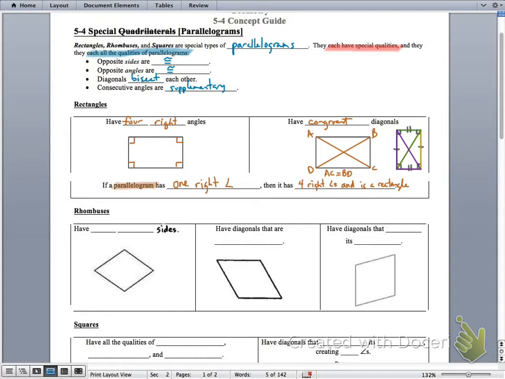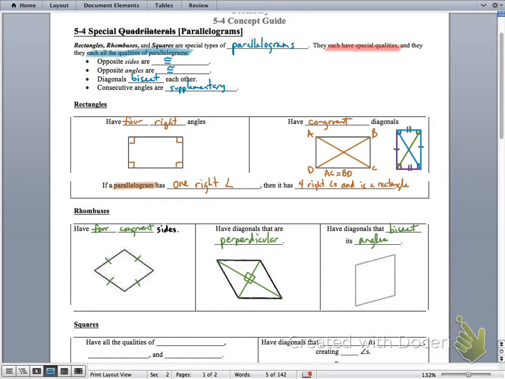All right, on to rhombuses. Rhombuses are parallelograms that have 4 congruent sides. That is what makes a rhombus a rhombus. It's a parallelogram with 4 congruent sides. Some other things about rhombuses have to do with their diagonals. The diagonals of a rhombus are perpendicular. That is special to rhombuses. They're the only types of parallelograms that have perpendicular diagonals.